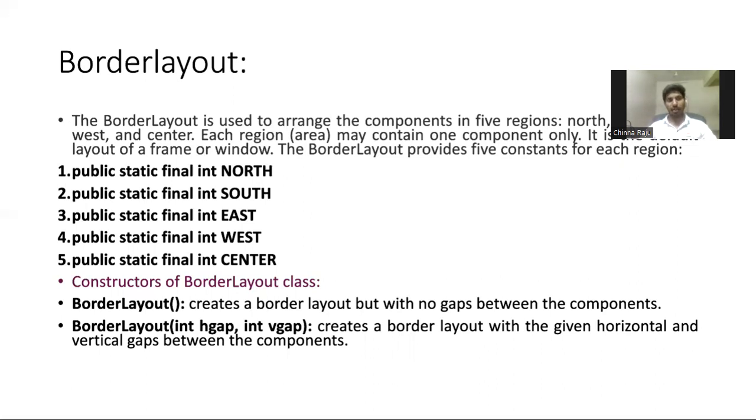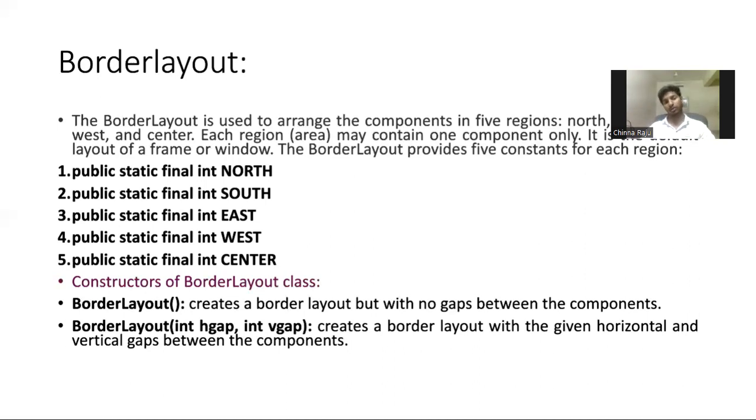The five components are implemented using these five regions, which have been represented here. For this, we use the BorderLayout constructor to create the layout and to specify spacing using the parameters hgap and vgap. Hgap is horizontal gap and vgap is vertical gap. To have distance from one component to another, we use this hgap and vgap. So it creates horizontal and vertical gaps between the components. So this is about the border layout.